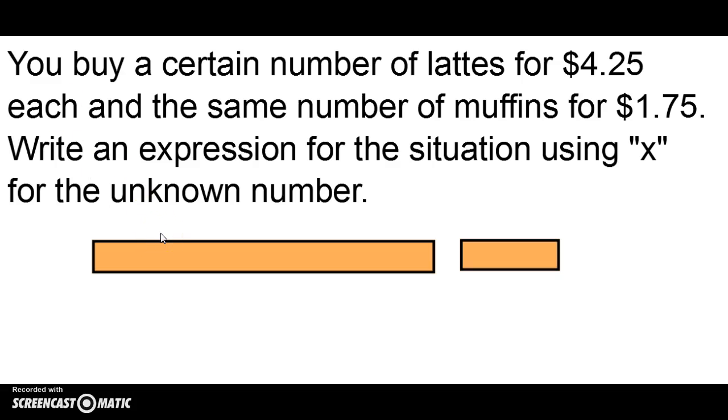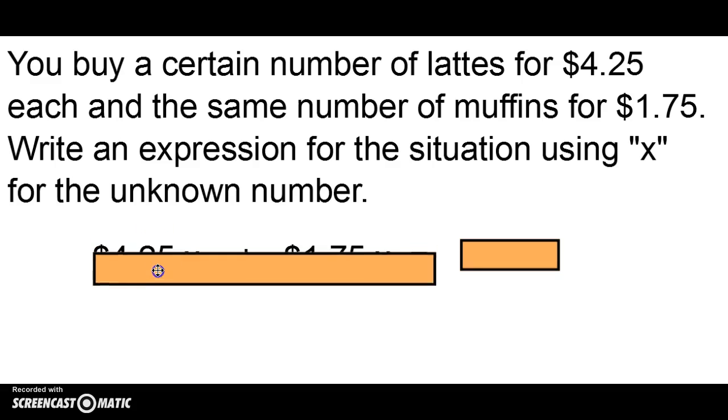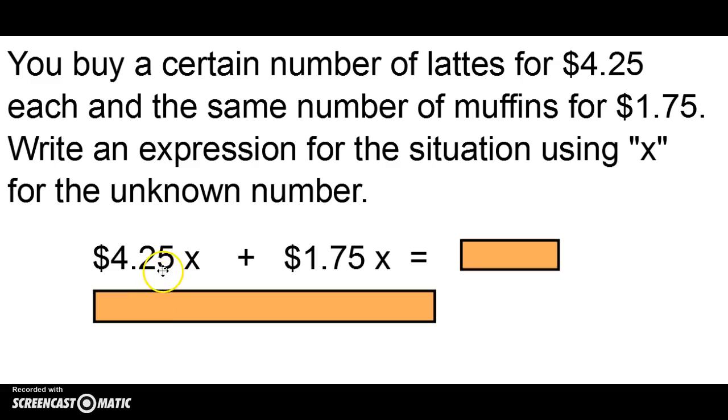All right, an example. You buy a certain number of lattes for $4.25 each, and the same number of muffins for $1.75. Write an expression for the situation using x. Notice it's the same number for both. And so we would write 4.25x plus 1.75x. Remember, you can use x because it was the same number for both.